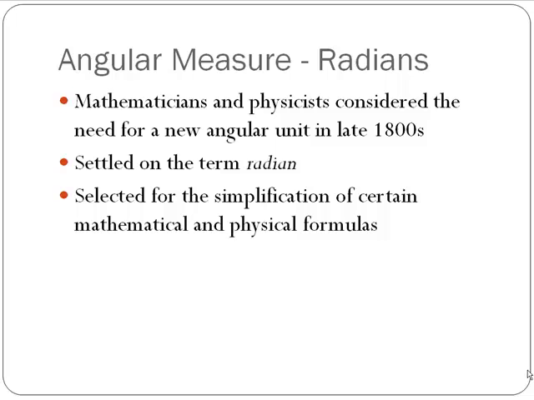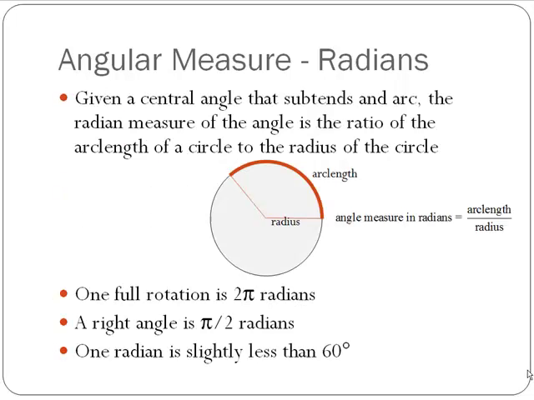One of these other ways of measuring is with radians. Mathematicians and physicists considered the need for a new angular unit in the late 1800s. This is after calculus has been developed, and scientists and physicists and mathematicians are starting to do things like find the lengths of arcs or areas under curves. And converting to degree measure and then converting back to degree measure was pretty cumbersome. So they settled on a new term, which was a radian, and radians are based on the length of the radius of a circle compared to the arc length of a circle. And it really simplified different formulas.